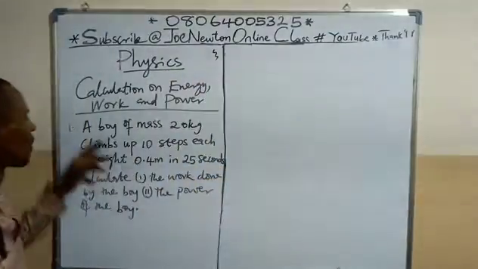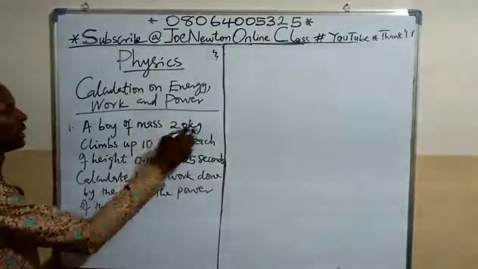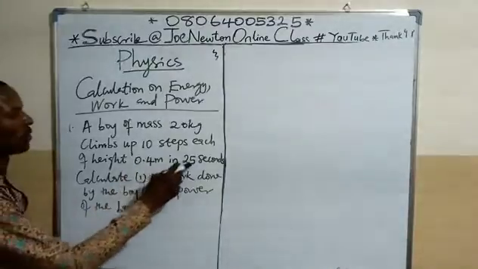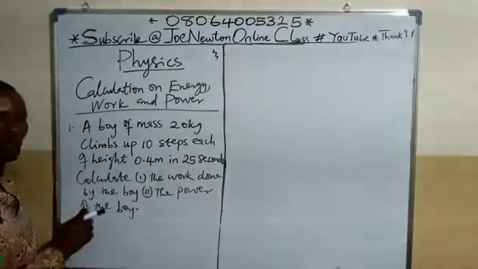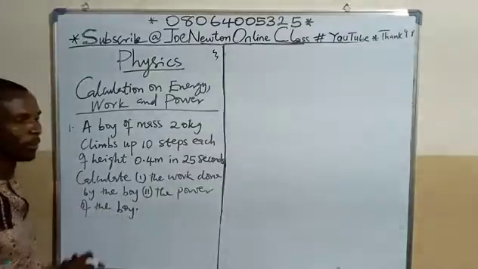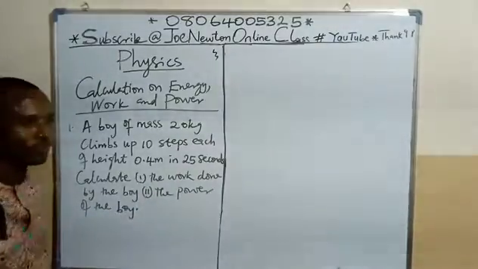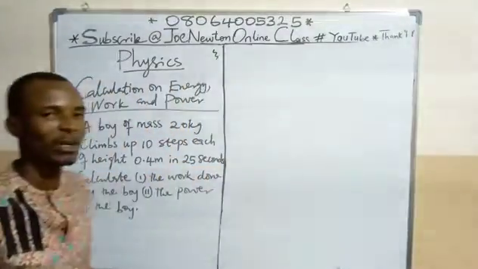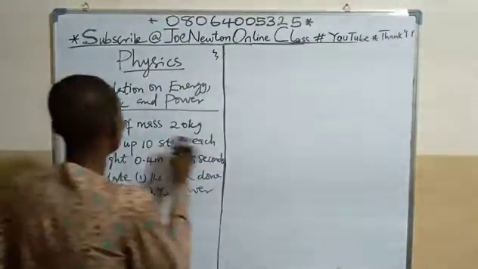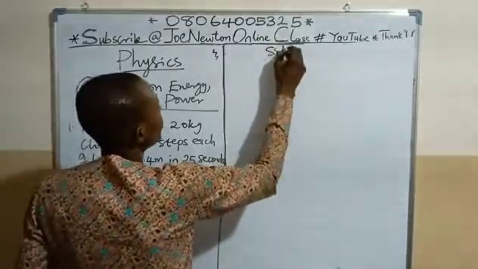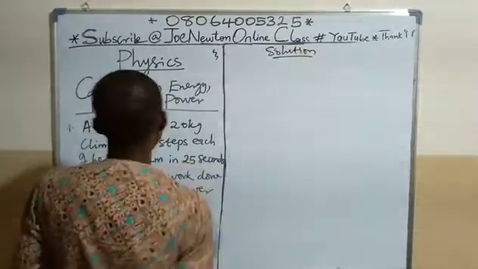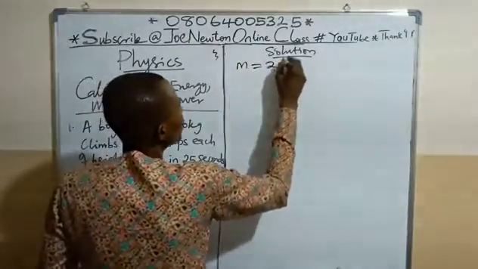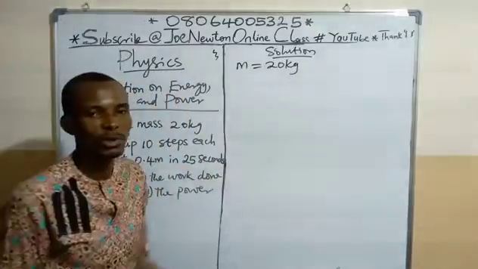The question says, a boy of mass 20 kg climbs up 10 steps, each of height 0.4 meter, in 25 seconds. We are asked to calculate (i) the work done by the boy, and (ii) the power of the boy. So let us solve this question quickly. Looking at the information given to us, we have the solution. The mass of the boy is 20 kg. That's m, 20 kg. It's already in standard unit. You don't need to do conversion.